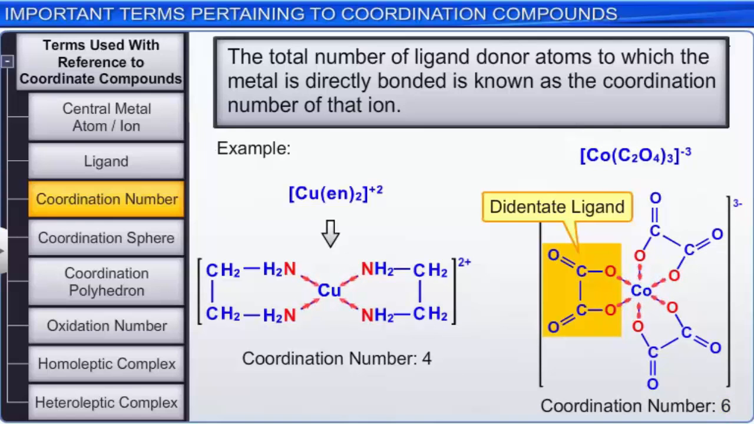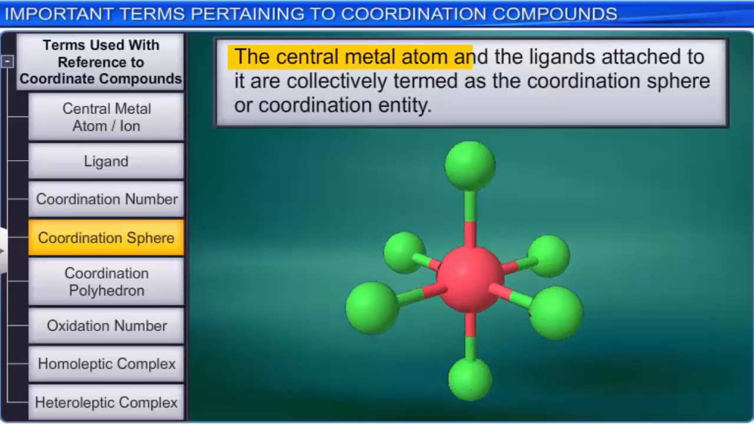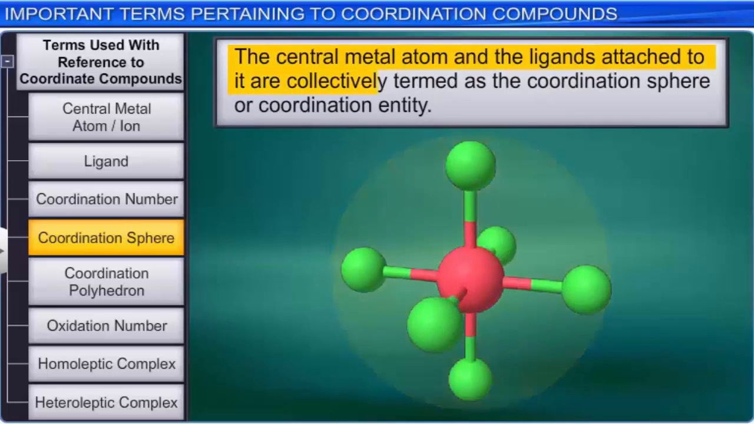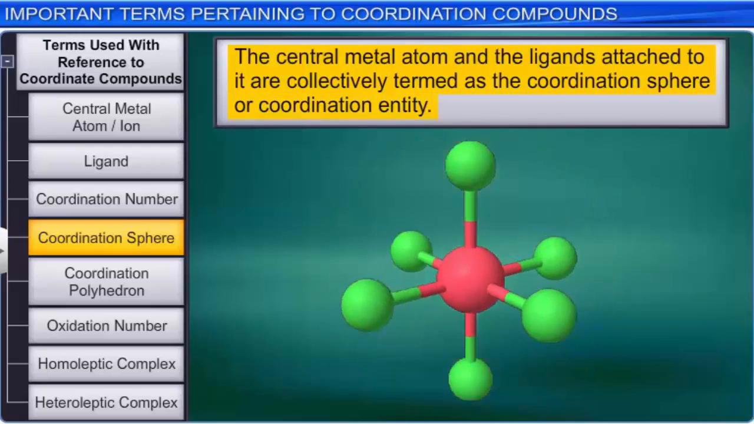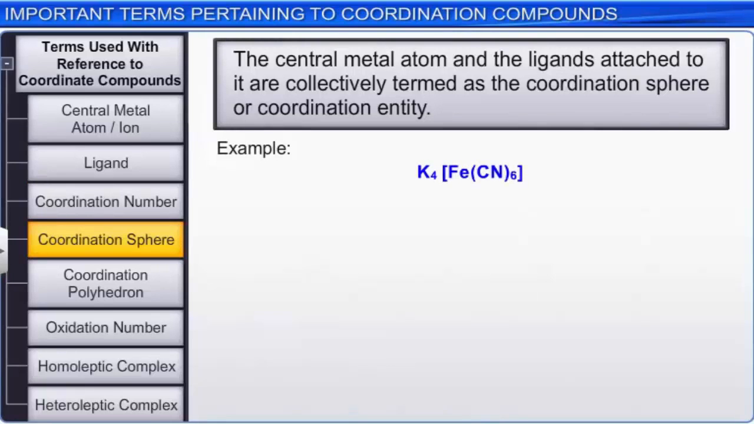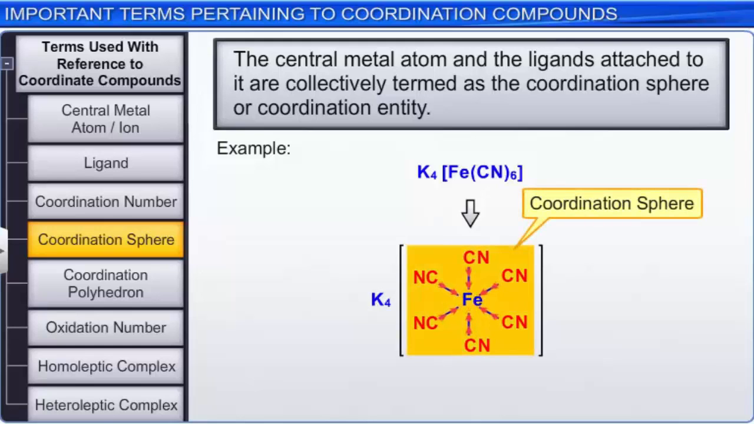Coordination entity or coordination sphere is a common term we use with reference to complexes. The central metal atom and the ligands attached to it are collectively termed the coordination sphere or coordination entity. For example, in the complex K4[Fe(CN)6], Fe, along with the 6 cyanide ligands, is the coordination sphere.